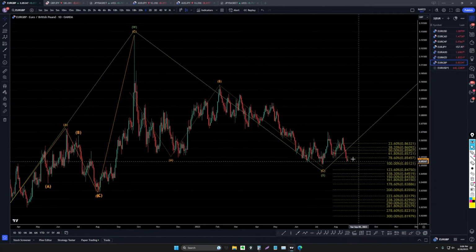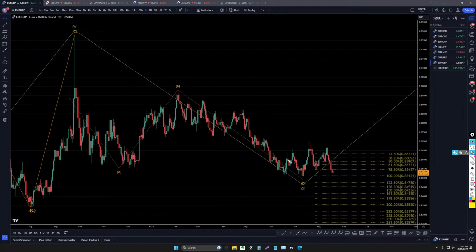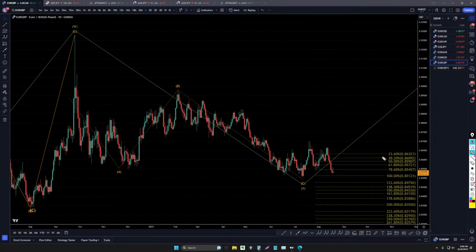I'm still wondering if this is an ABC correction. It looks more like an ABC than a 1, 2, 3. It really looks like an ABC. That's not really the shape of a 1, 2, 3. A 1, 2, 3 is like this. An ABC is more like that, and that's definitely the shape that we see. We're going back to the dollar pairs, don't worry. So I definitely am looking at this as more of an ABC still.